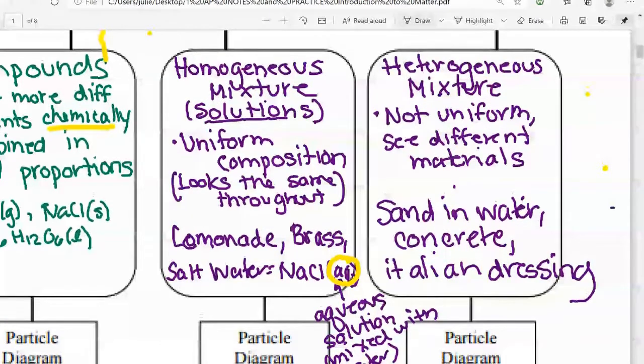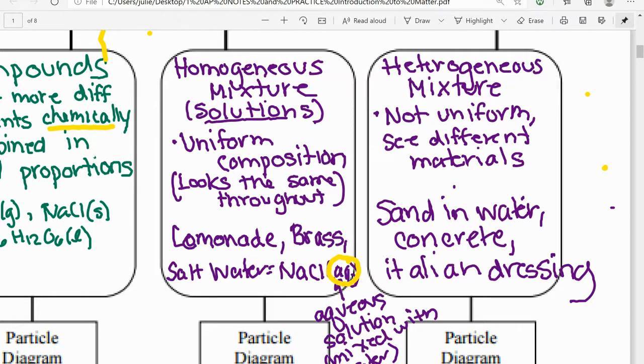The other type of mixture is a heterogeneous mixture. This is not uniform. You can see the different materials. I always think of chocolate chip cookie dough. You can see the ice cream. You can see the chocolate chips. You can see the cookie dough. That would be a heterogeneous mixture. Sand and water is a common example, and a couple other ones that I listed there that you can use.